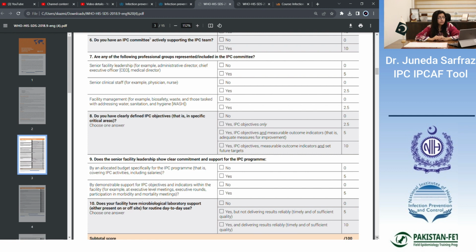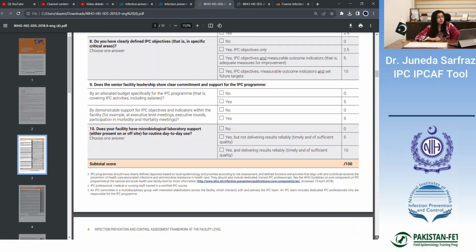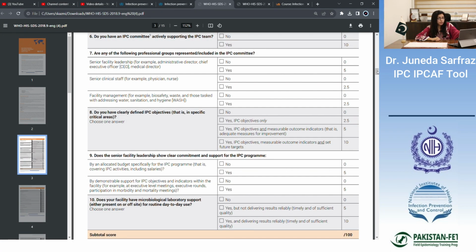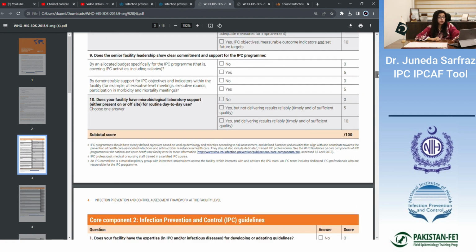The next is, do you have clearly defined IPC objectives, specific critical areas? And this again has a grading that you need to see. Does the senior faculty leadership show clear commitment and support for the IPC? Again, it has the maximum you can get. This one is 5. And the last one is, does your facility have microbiological laboratory support, either present on or off site, for routine or day-to-day use? It is so important that the marking is from 0 to 10 in this case, right? So that's something that you need to see.